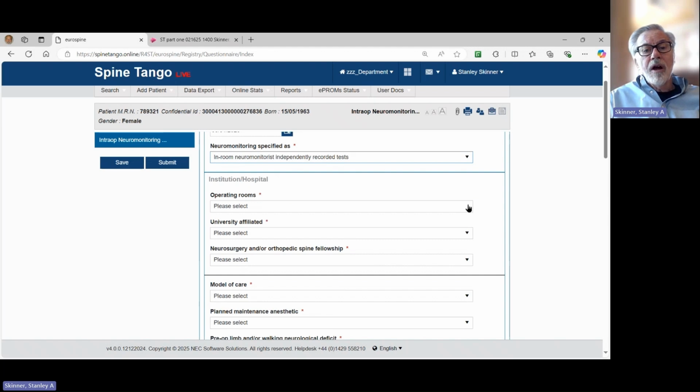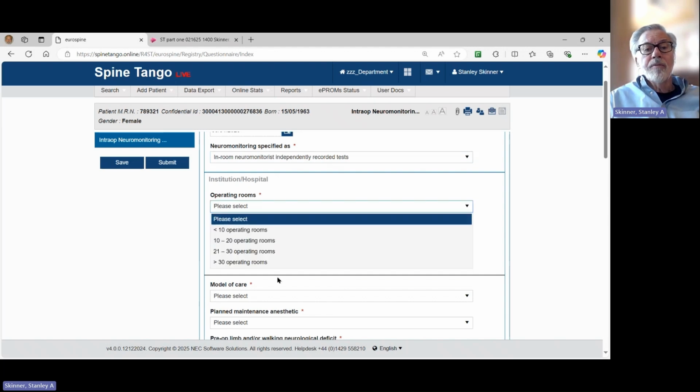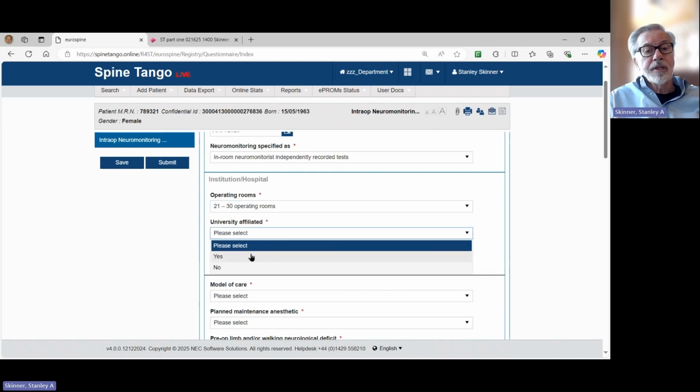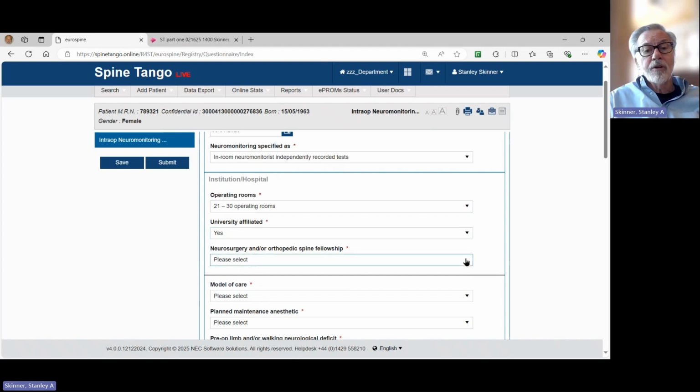Next, questions on the institution hospital. Total number of operating rooms, not just spine surgery operating rooms, 21 to 30 amongst the possibilities. University affiliated, yes or no? We'll say yes. Neurosurgery and or spine fellowships. Well, we'll say not those.